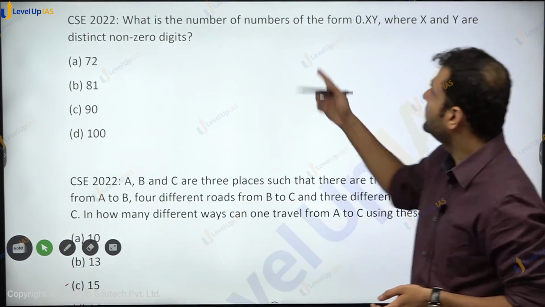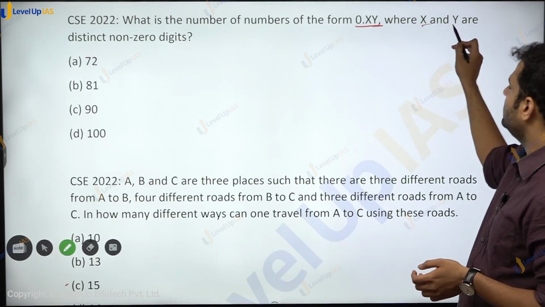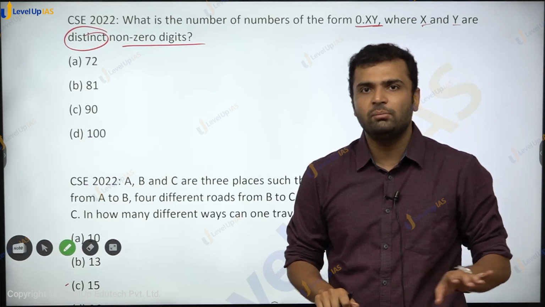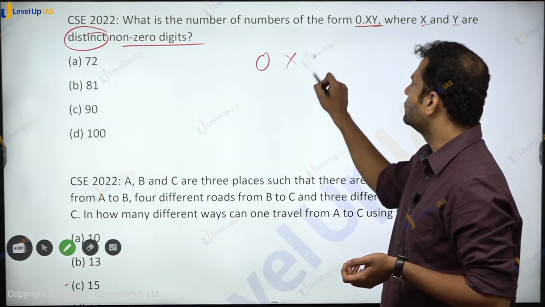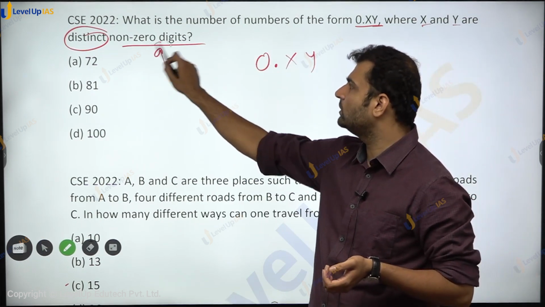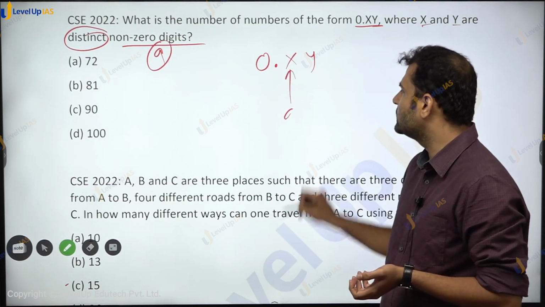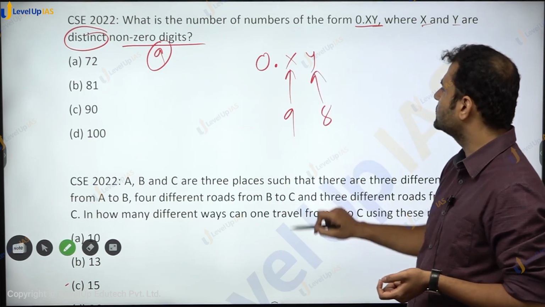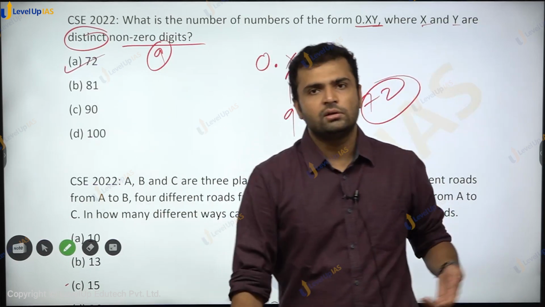Next, what is the number of numbers of the form 0.xy where x and y are distinct non-zero digits? Distinct means they are not the same, meaning no repetition. So we have 0.xy. We have non-zero digits, so how many digits are there? 9, from 1 to 9. So for x we can have 9 choices, and because they are distinct, for y we can have 8 choices. How many total choices? 72. As simple as that.